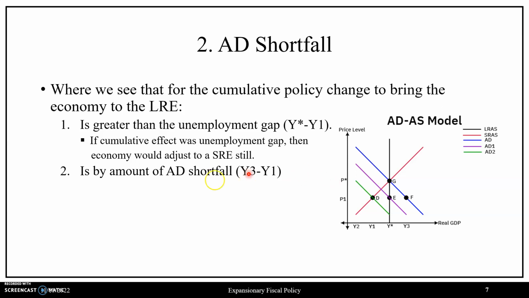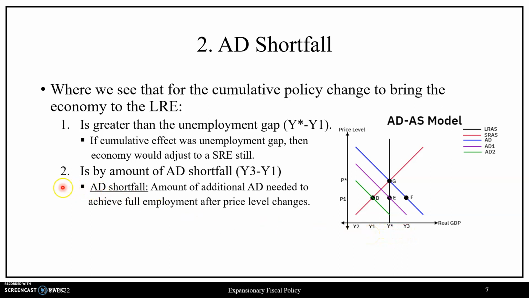So then what the government needs to do is stimulate aggregate demand by more than the unemployment gap, where this amount is going to be referred to as the AD shortfall, where in our graph this is going to be the amount of Y3 minus Y1. This AD shortfall is the amount of additional aggregate demand needed to achieve full employment after price level changes, in that there's going to be that initial policy change increasing aggregate demand, in which this kicks off the positive multiplier effect, in which we see that we're above potential real GDP in terms of what's being demanded by agents in the economy at the current moment.